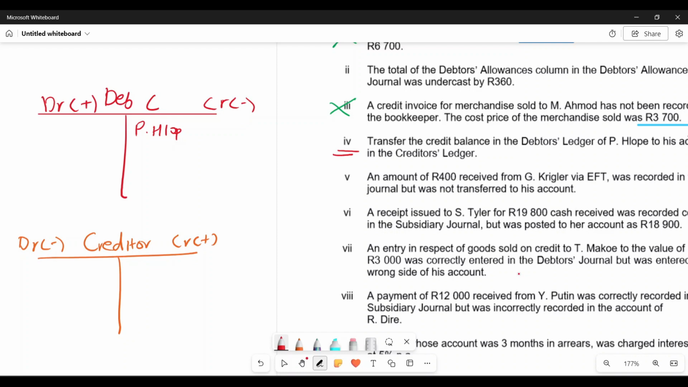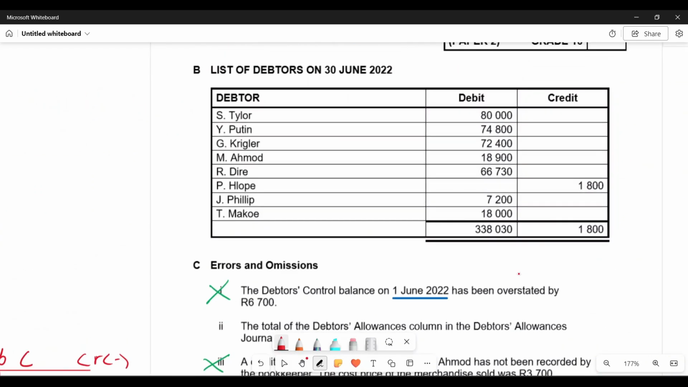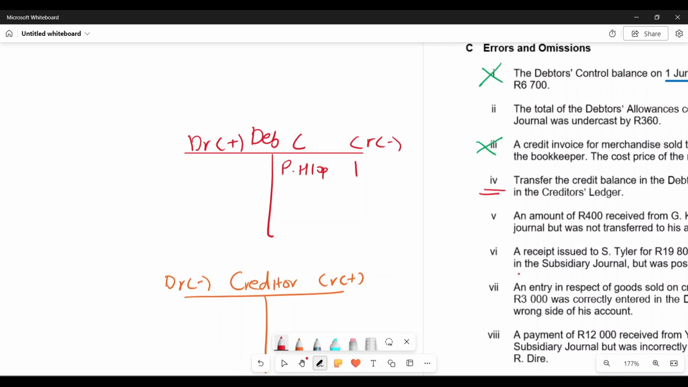He had a credit balance, right? So let me look at P. Lope. Okay, here's P. Lope. His credit balance is 1.8. Now, because we were owing him money, we can no longer classify him as a debtor, but as a creditor. Hence, this balance we need to transfer to the creditors control account, because why? We are owing him this 1.8.